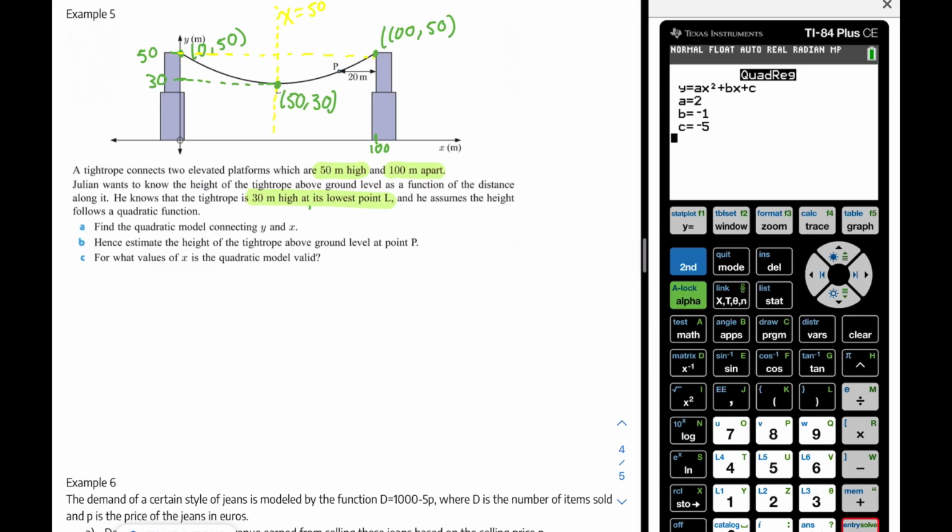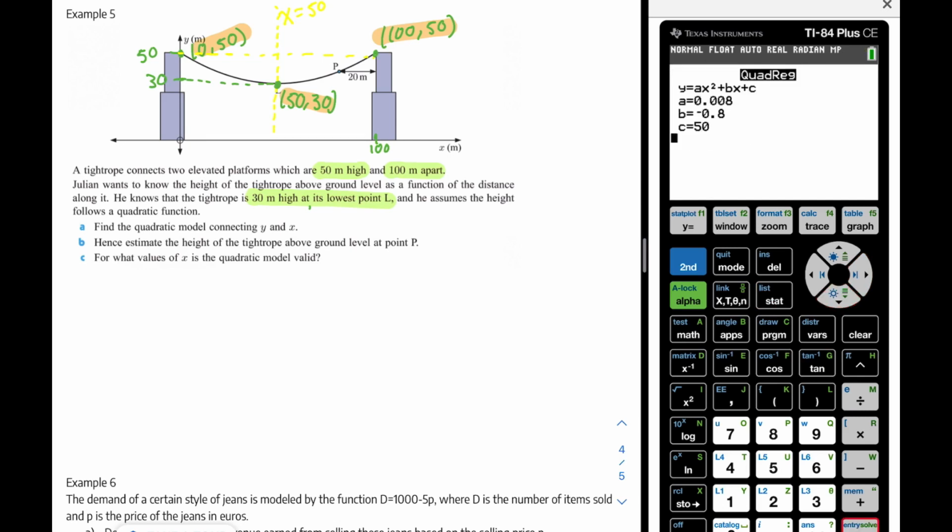So now we're back in a situation. We have three coordinates, so I can put this into my calculator to find what the equation is. Take some time and put this into your calculator. Once you have this in your calculator, you can go ahead and calculate the quadratic regression.